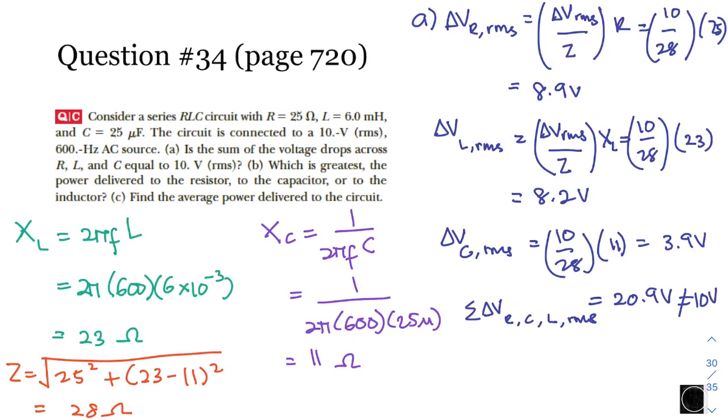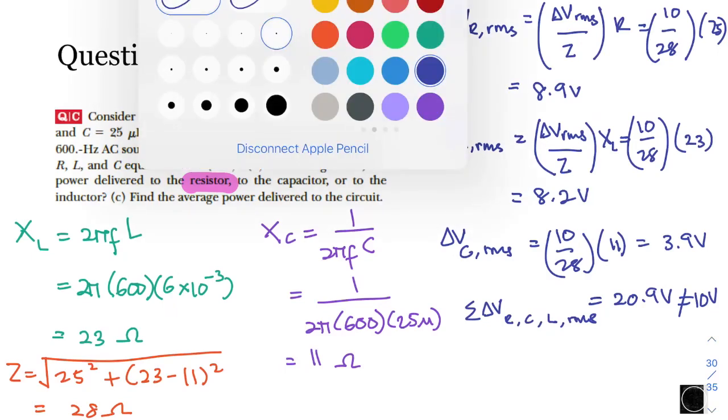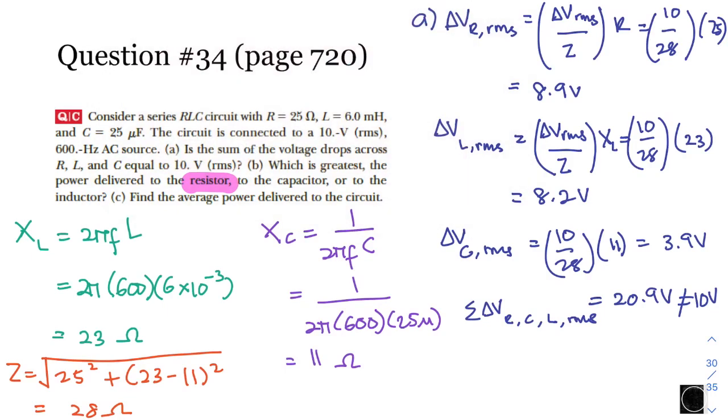That's the answer. Part B: which is greatest, the power delivered to the resistor, to the capacitor, or to the inductor? Of course, the answer is the resistor only; no power is delivered to the capacitor and inductor. And then C, find the average power delivered to the circuit. For average power, the only one that causes the loss of energy is the resistor.